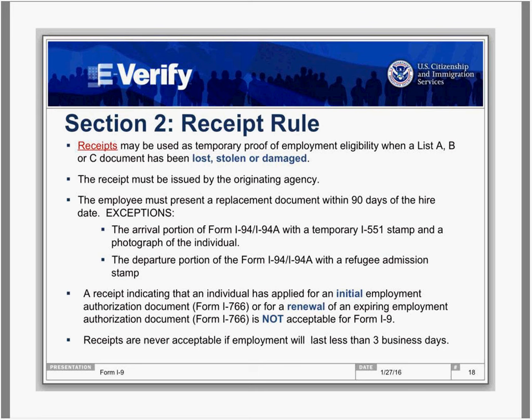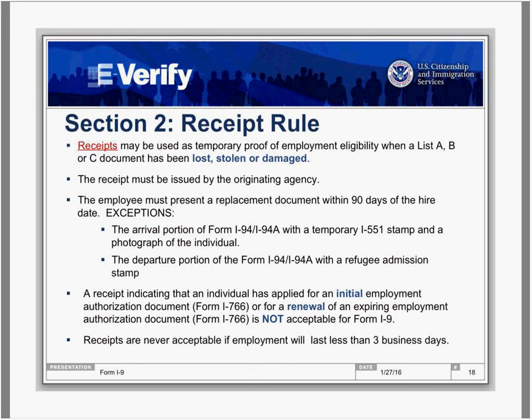So you accept a receipt, it's proof, completing the A or C document, and you write receipt there. 90 days from the date that I started working for pay, if I showed you the receipt, I need to show you the actual replacement document. There are 2 exceptions to the 90-day rule, and it's right there on the slide.